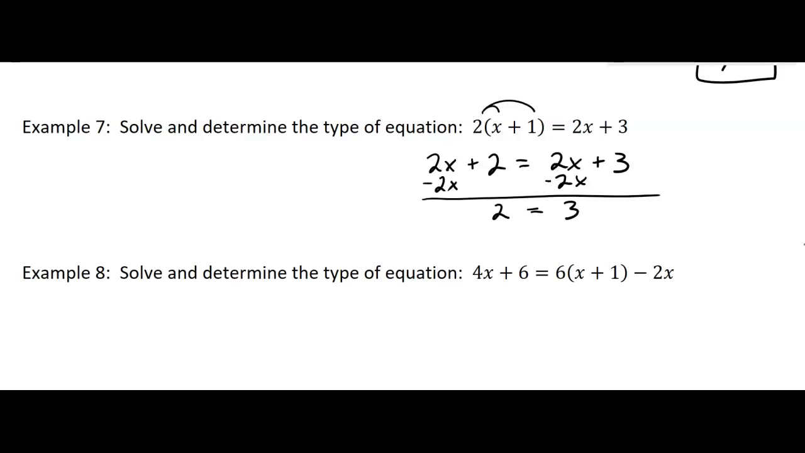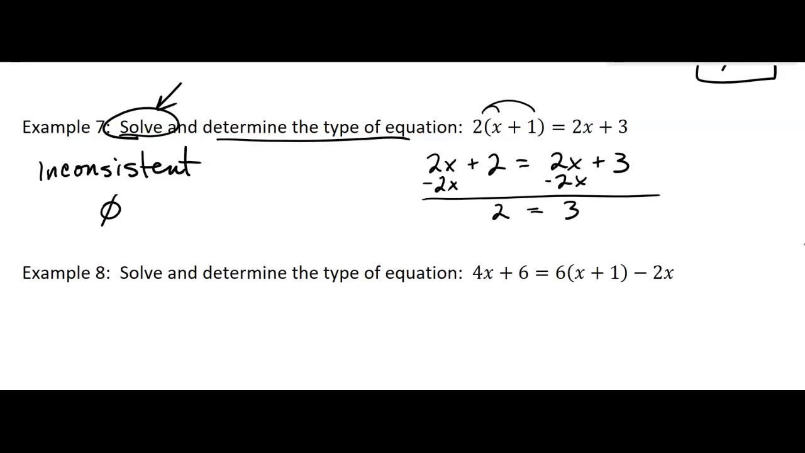Okay, you've lost your x. 2 does not equal 3. So this is inconsistent. And then I kind of have to make a big deal out of this. It says solve and determine the type of equation. It's inconsistent. The solution, though, is the empty set. Okay, so in this particular problem, because they asked for both, they asked us to solve and determine the type of equation, I have to put both things in. Okay.